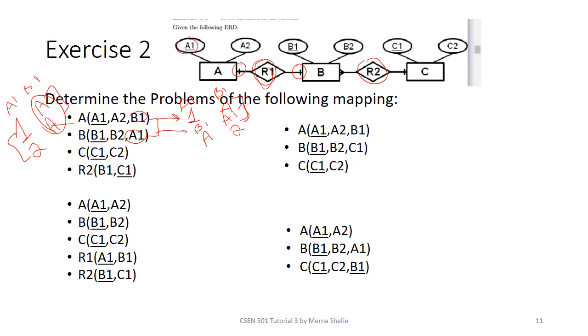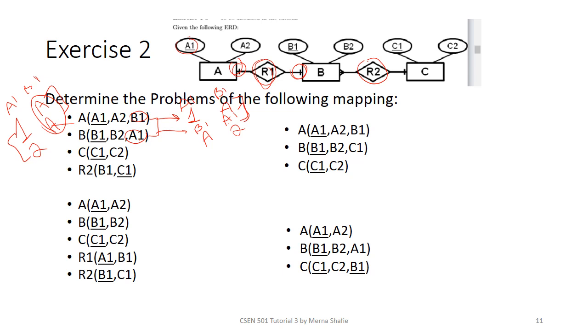This is called the one-to-one constraint is not maintained. This is violating the one-to-one constraint. This is not maintaining the constraint that every and each one of these two entities are related with exactly one of the other entity. So these are mainly the problems of this mapping. Let's take a look at the next mapping.